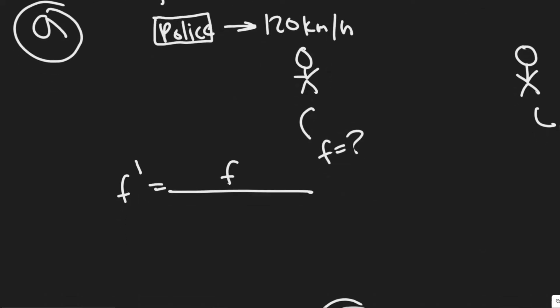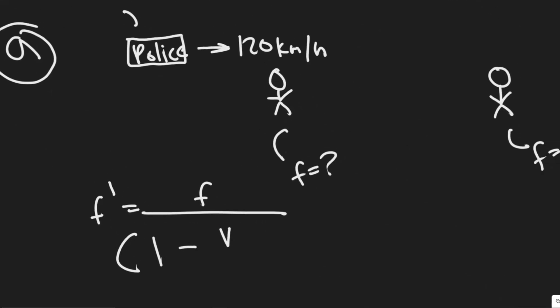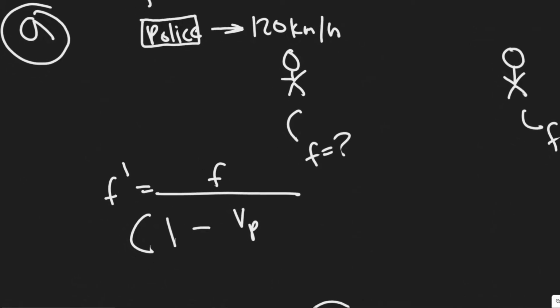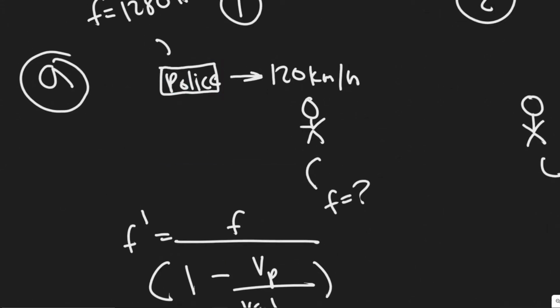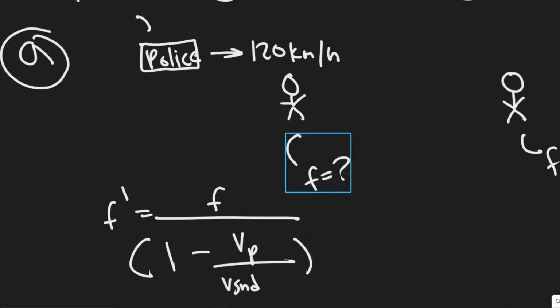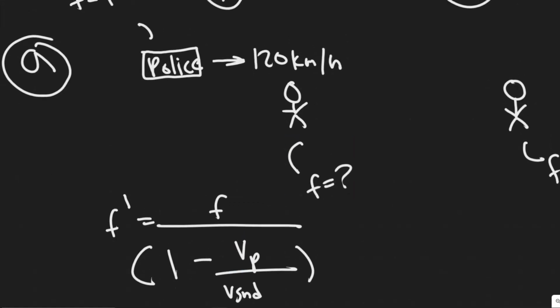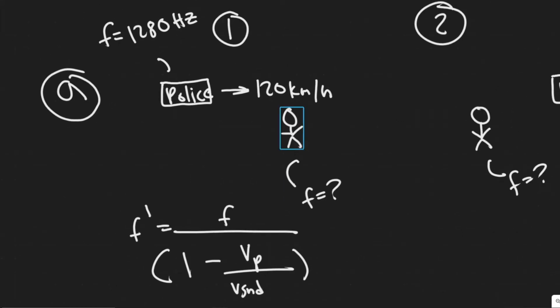And then you divide that by 1 minus the velocity of your object, in this case the police car, so we'll say V_P, divided by the velocity of sound. And that's your formula. So if we know the frequency of the object that's moving and we know its velocity, we can figure out the frequency interpreted by an object that's not moving at all. This formula only works if the one that's hearing it isn't moving. So as long as the observer's not moving, you use this formula for an object that is moving.